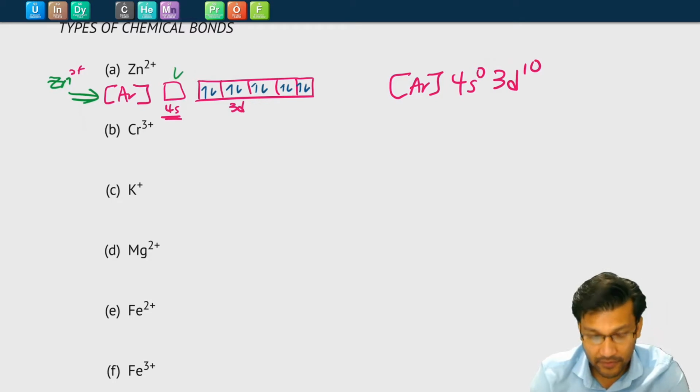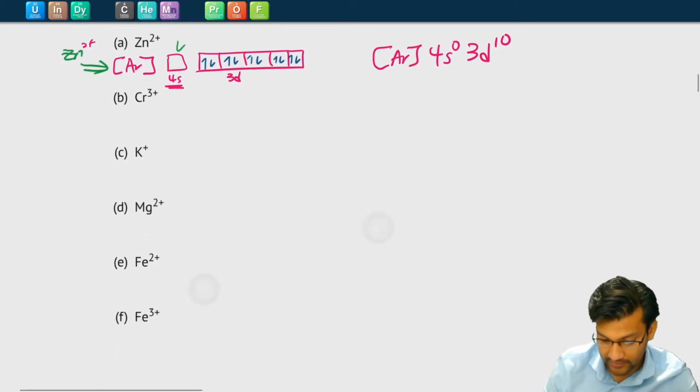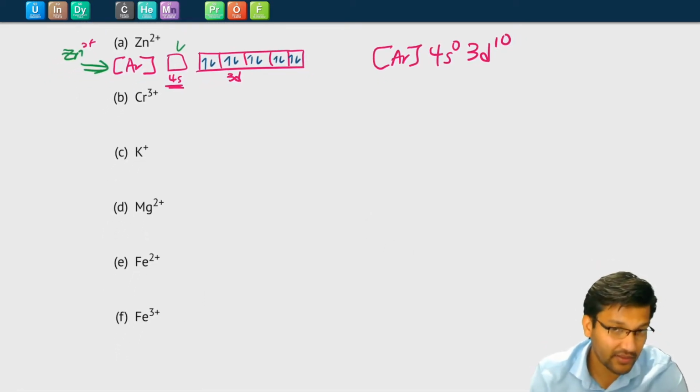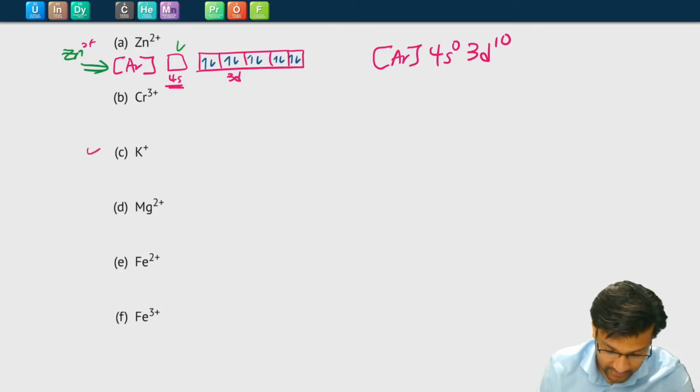Let's see the same for chromium. If you think you have a handle on this, you can keep going. The transition metals are always tricky, but you should be able to do these pretty straightforwardly.